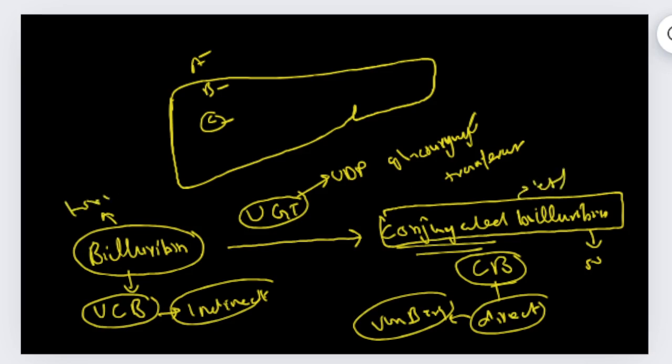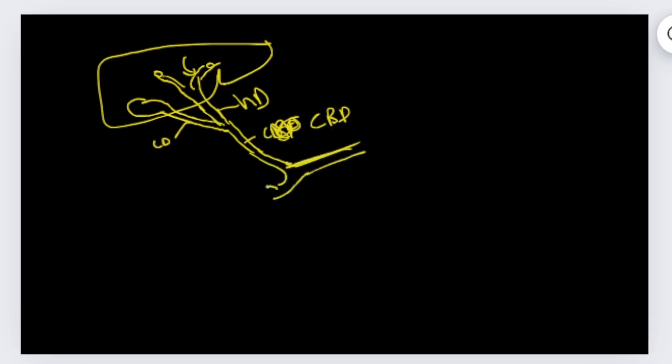Now again, when the conjugated bilirubin is formed, this is your liver. In the liver there are lobules, and there is the hepatic duct. From the hepatic duct, the bilirubin moves on. The gallbladder is attached through the cystic duct, and the hepatic and cystic ducts combine to form the common bile duct, CBD. In the bile duct, it mostly attaches with the pancreatic duct and opens at the ampulla, into the second part of the duodenum, where it moves and acts.